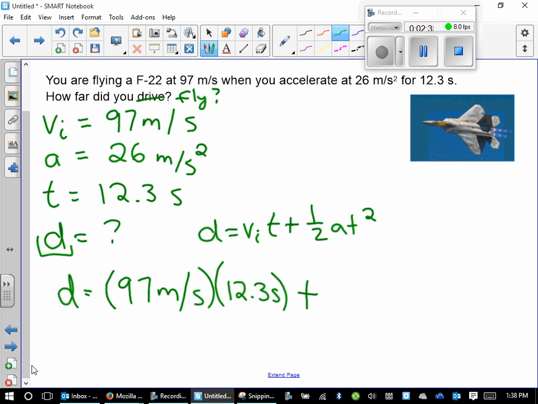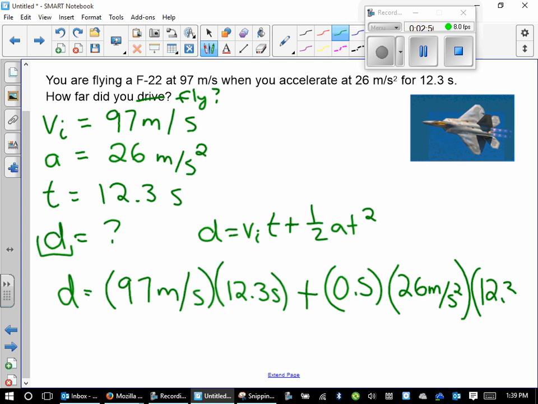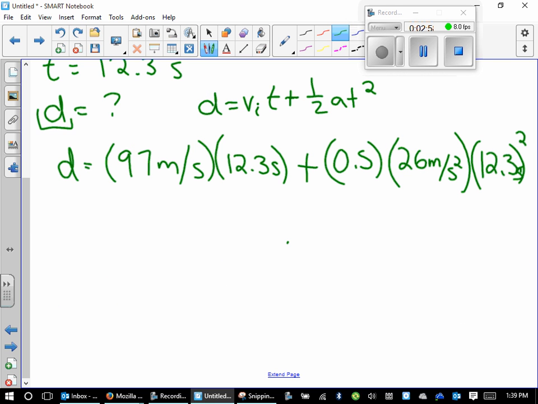Okay, it is equal to 1/2, or 0.5, 1/2 acceleration. We said the acceleration was 26 meters per second squared times 12.3 squared meters seconds squared. Okay, before I put this all in my calculator, I want to do this all in one step in my calculator. I'm going to check out my units here.